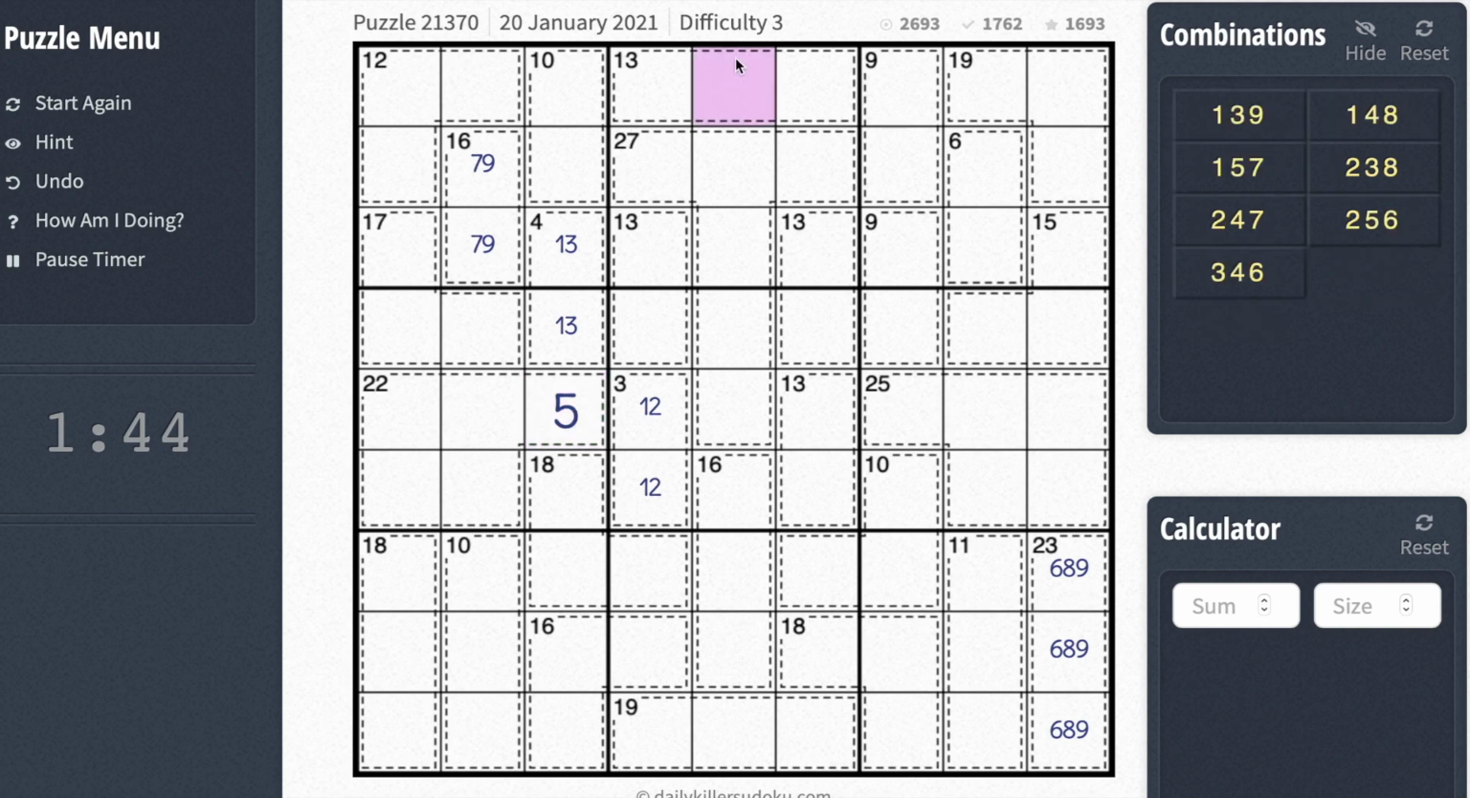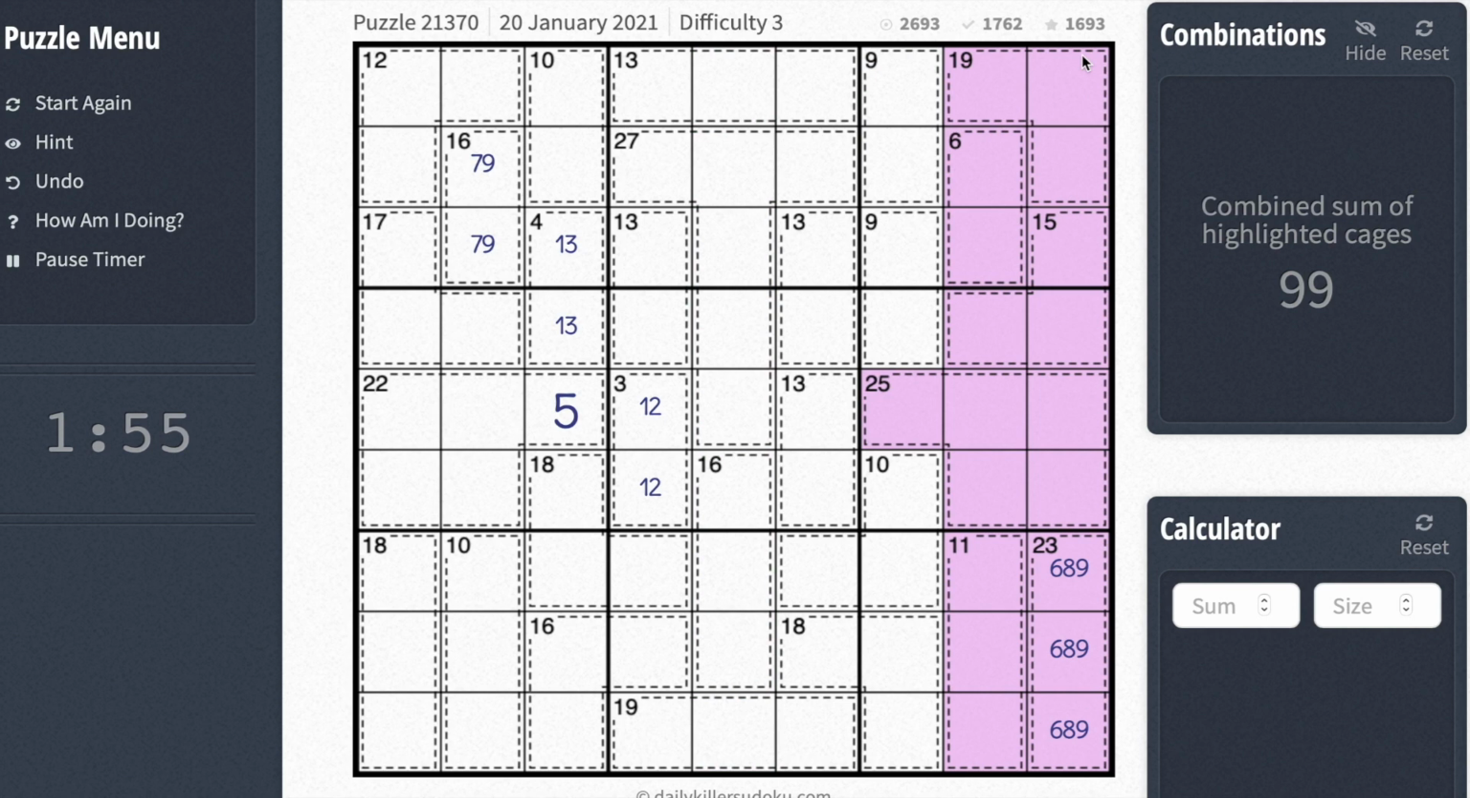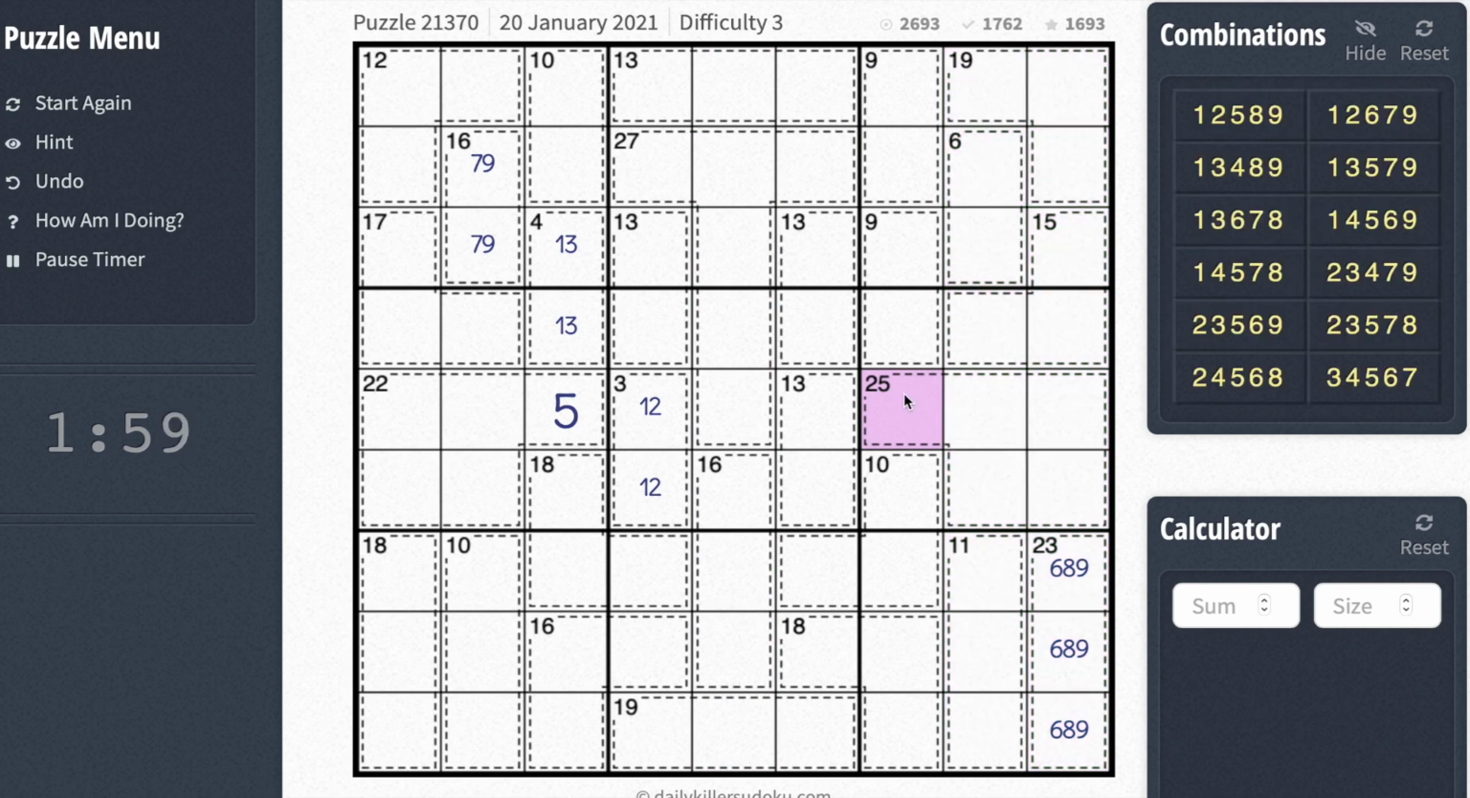Now, notice that this Sudoku is symmetrical, it's reflected around this center column, so we can automatically do the same trick here, just on the other side, and you can see here the sum is 99, which makes this cell a 9. So again, we can remove any combinations that don't have 9 in. There's a few more there.